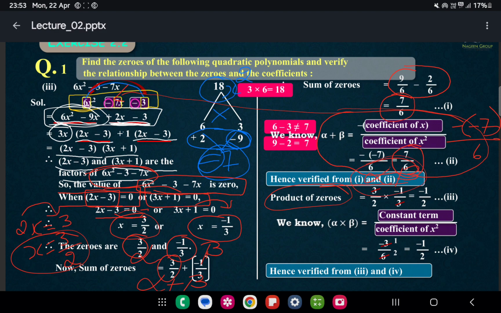Come to the product of these zeros, that will be alpha into beta. It is multiplication. So 3 by 2 into minus 1 by 3. The 3s cancel each other, so minus 1 by 2 will be the answer. According to the formula, constant term divided by coefficient of x square, you will get minus 3 divided by 6. 3 1s are 3, 3 2s are 6. So you will get minus 1 by 2. Both are verified.